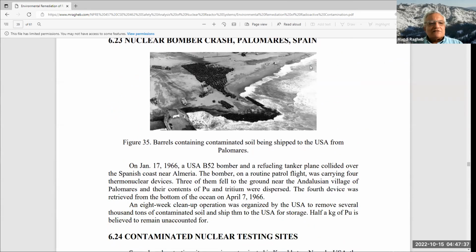There have been accidents with bombers crashing. This is a bomber that crashed off the coast of Spain, and it had several thermonuclear weapons in it, 4 of them. The weapons were retrieved from the bottom of the ocean, but one weapon fell on the ground and they had to scrape all the ground and put it in large 55-gallon drums. You can see them here, and ship them back to the United States.